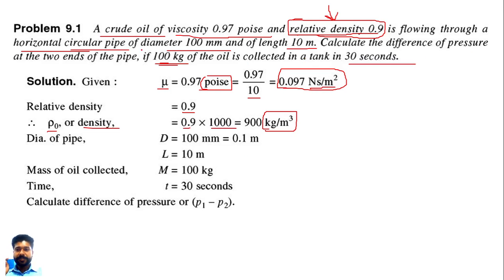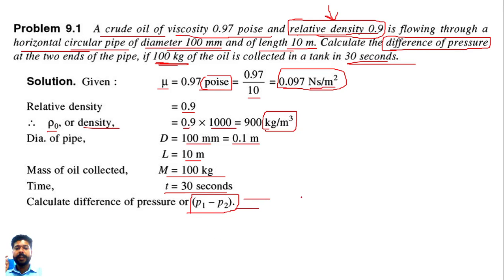The next thing given to us is the diameter, which is in mm. So convert it into meters by dividing by 1000. So 100 divided by 1000 is 0.1 meter, which is the diameter of your circular pipe. The length of the pipe is 10 meters, so it is already in SI unit. The mass of oil is 100 kg, and the time is 30 seconds, and we have to calculate the difference of pressure, that is P1 minus P2.